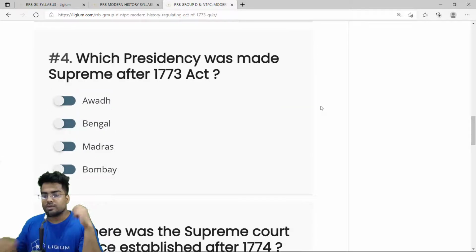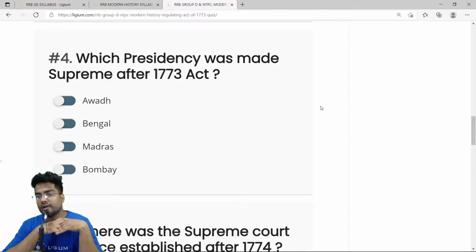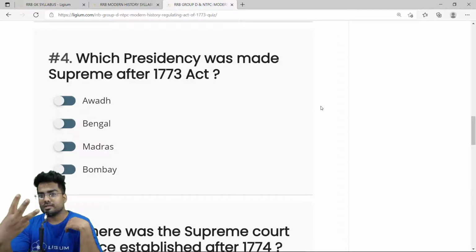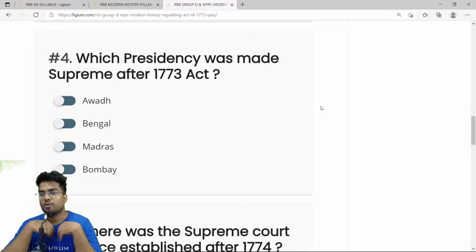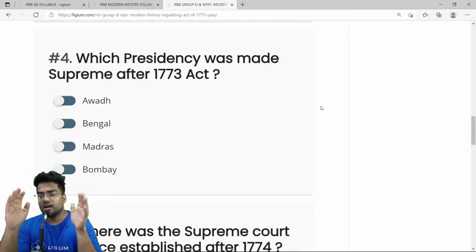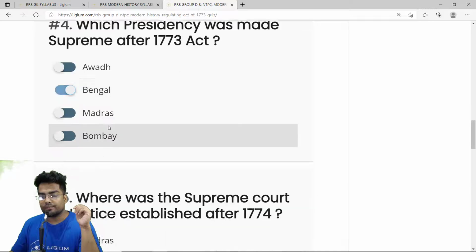Which presidency was made supreme after 1773 Act? At the time when the Regulating Act of 1773 was passed, there were 3 presidencies. One was Bengal, the second was Madras, and the third one was Bombay. Now out of all these presidencies, the most important one was Bengal, and that's why Bengal was made the supreme presidency after the 1773 Act. The correct answer is Bengal.